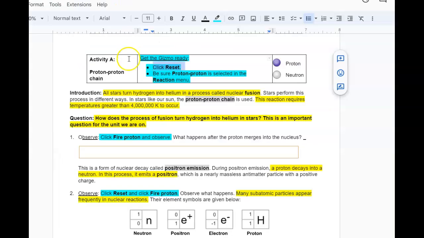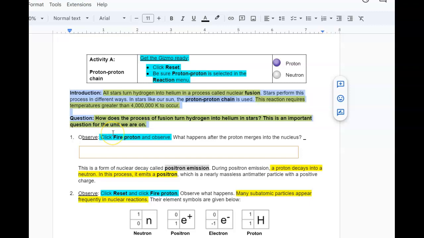So what's next? I'm going to give you a little bit of time to read the introduction and the question. So pause the video, read the introduction, read the question, unpause the video when you're ready to come back for number 1. Pause the video, and welcome back.